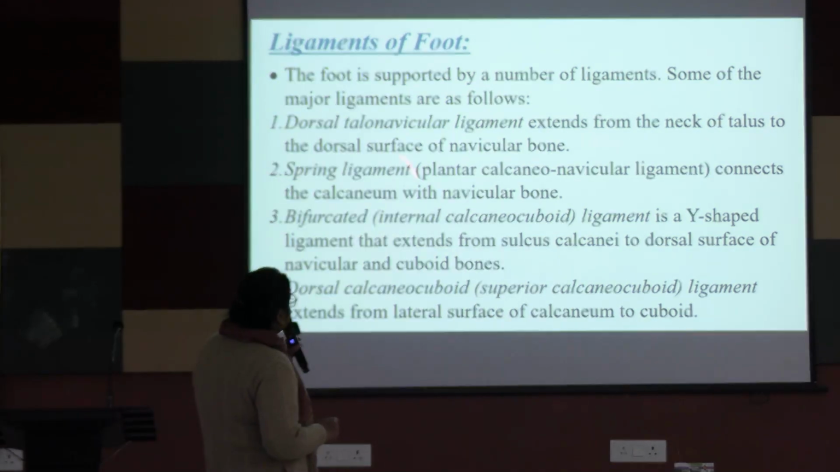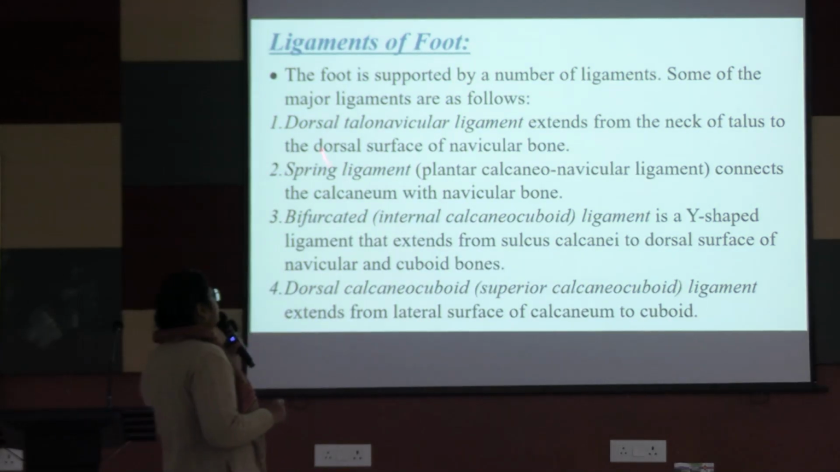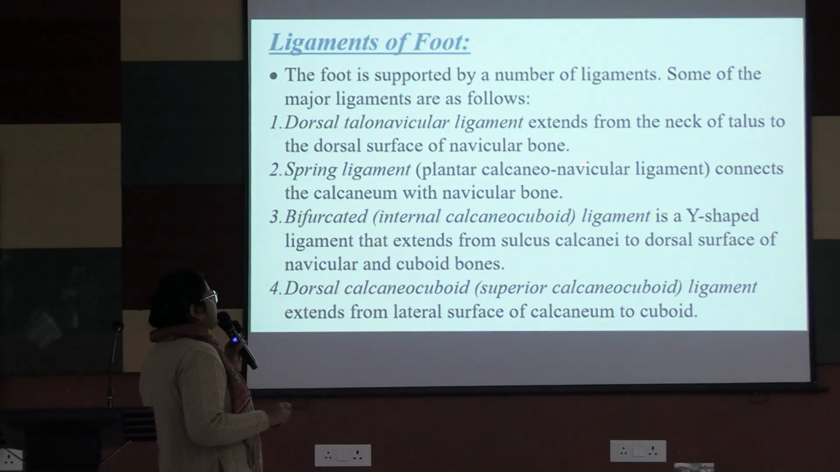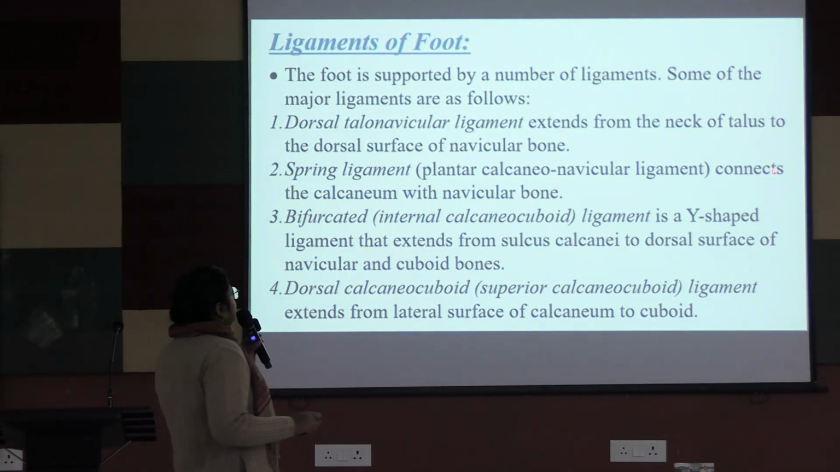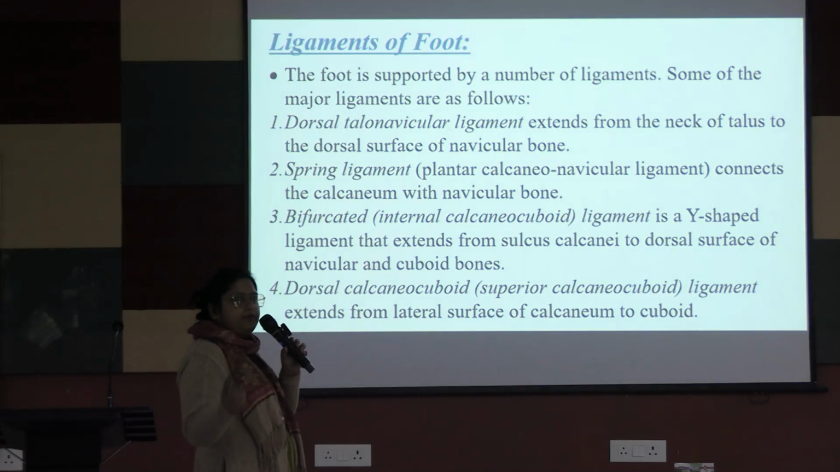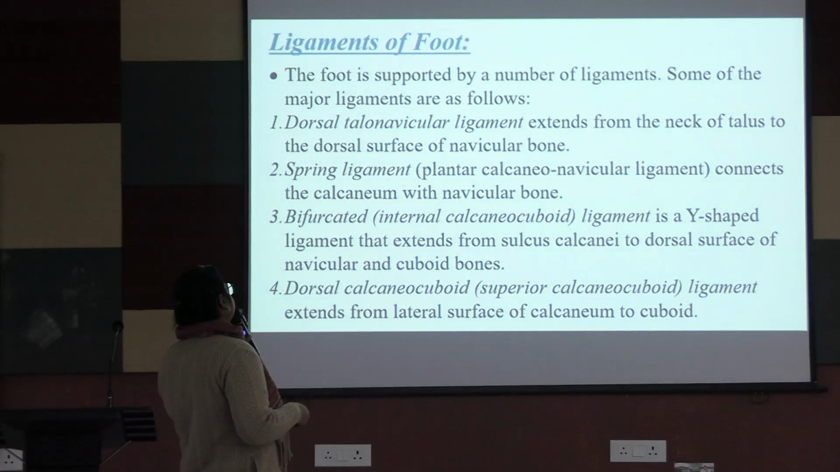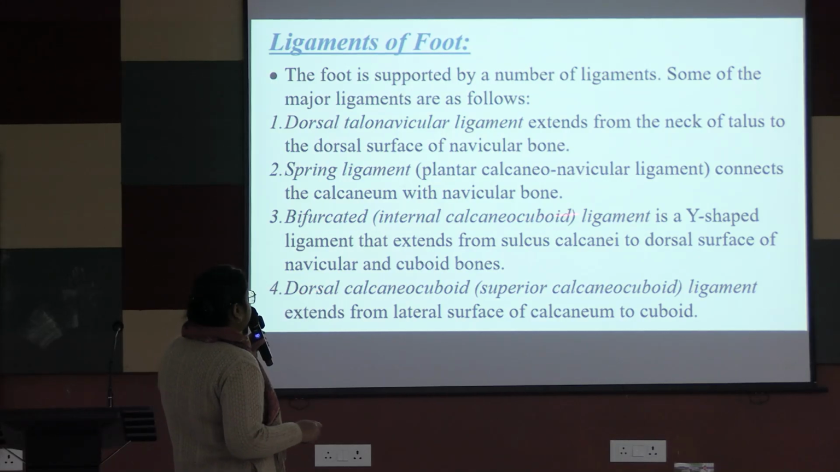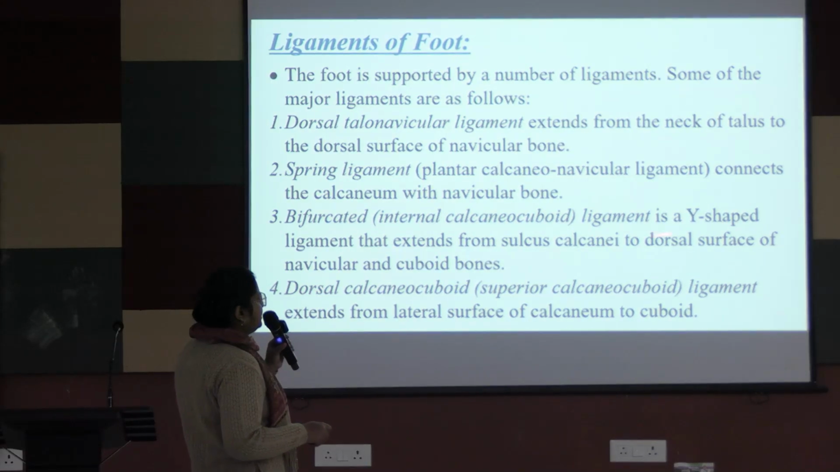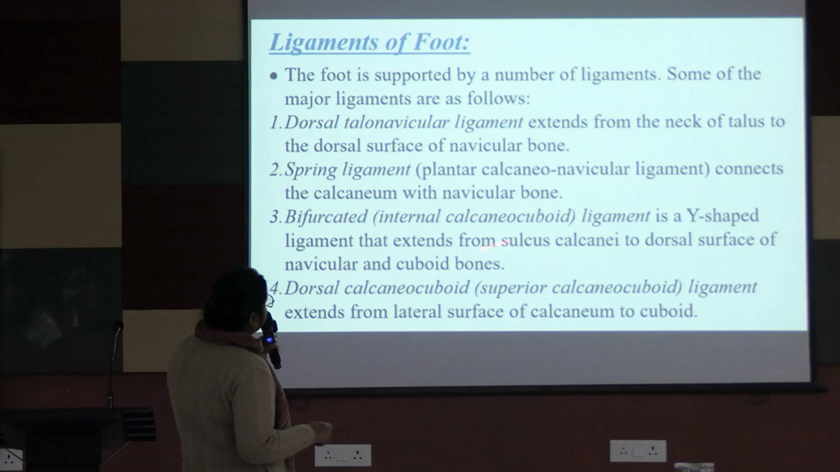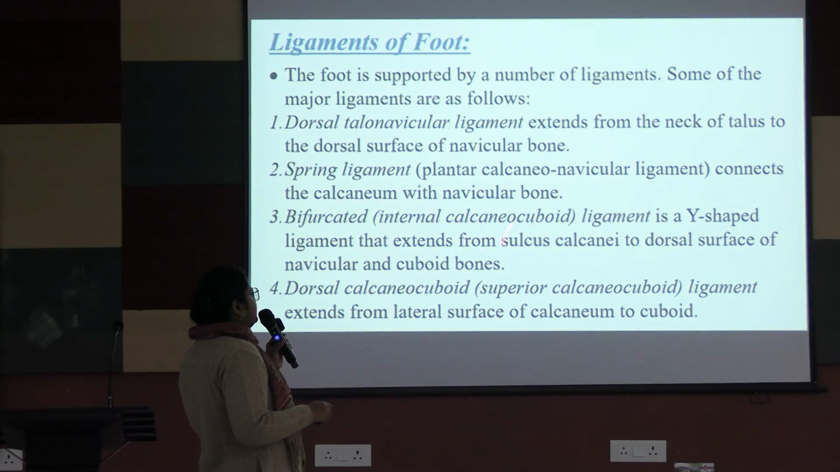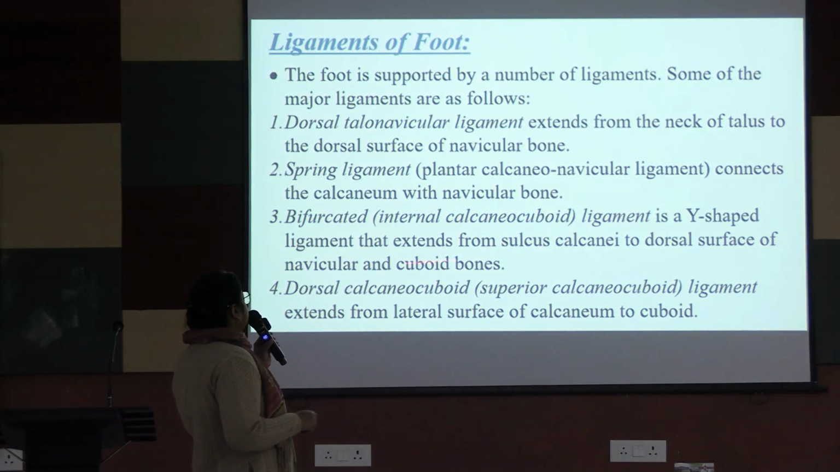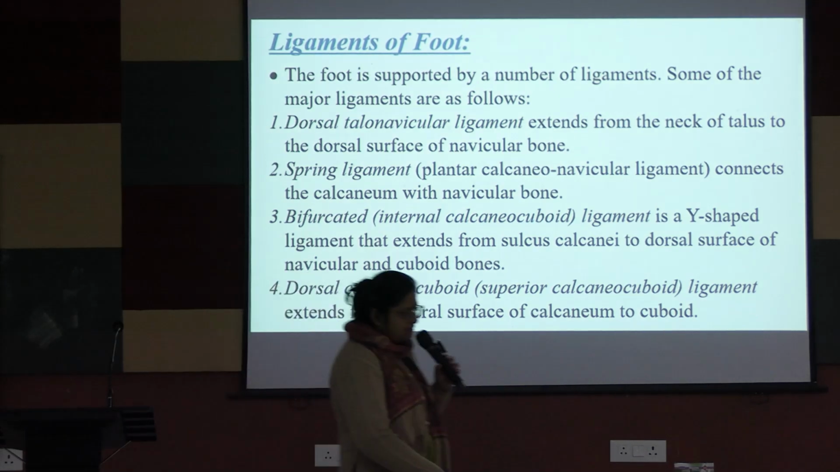Next is the spring ligament. This is a very important ligament, also known as the plantar calcaneonavicular ligament. It connects the calcaneum with the navicular bone, forming the socket for this joint. Next is the bifurcate ligament or internal calcaneocuboid ligament. It is a Y-shaped ligament, extends from the sulcus calcanei to the dorsal surface of the navicular and the cuboid bones. You can see here.